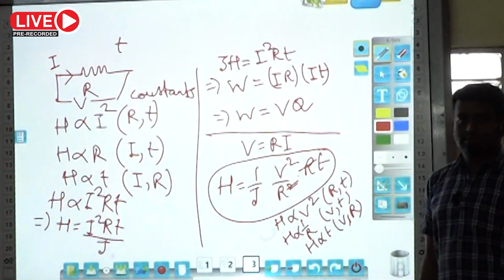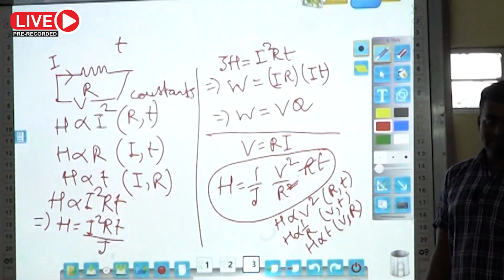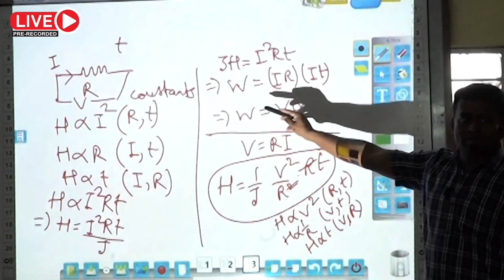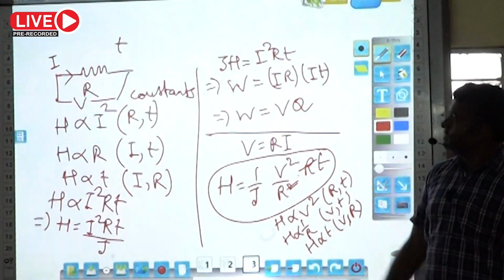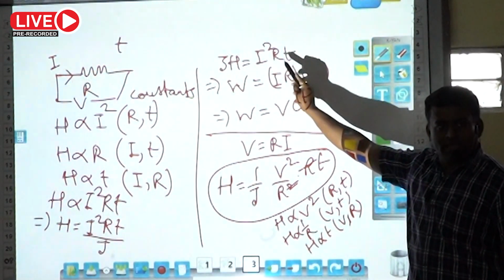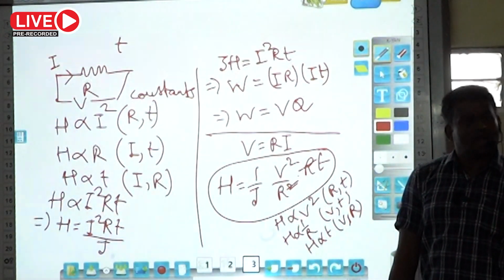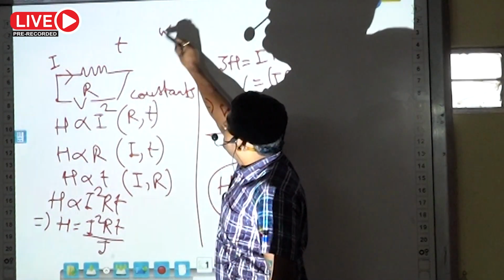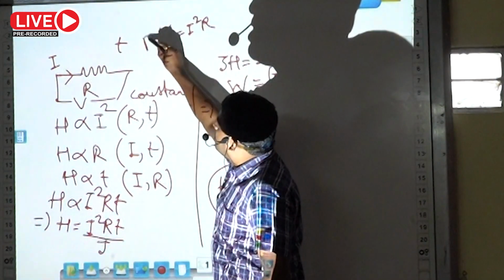Okay, clear? Now I will give you one problem. Since we have already calculated W, I can calculate power also, just from this W equal to I square RT. Then if you calculate W by T, it will be I square R. So from this relation you can directly write W by T equal to I square R, which is actually called the power.